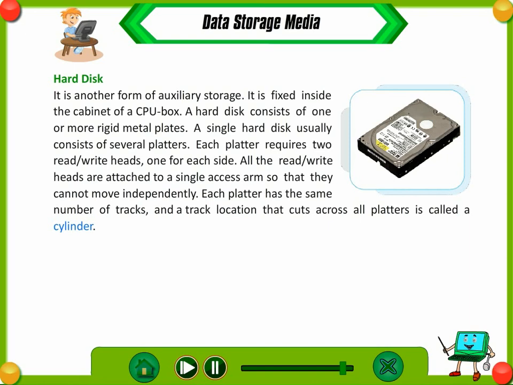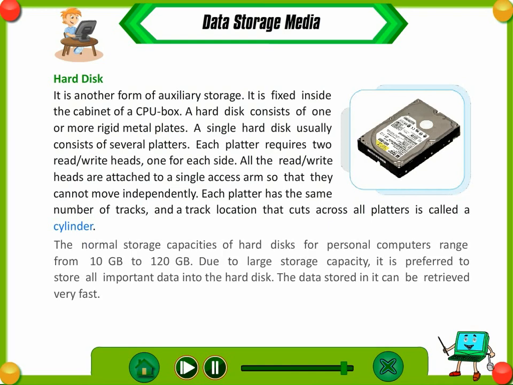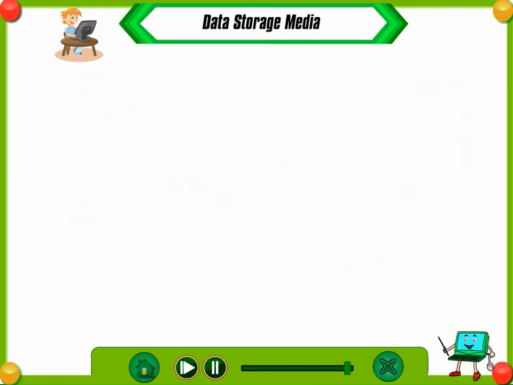Each platter has the same number of tracks, and a track location that cuts across all platters is called a cylinder. The normal storage capacities of hard disk for personal computers range from 10 GB to 120 GB. Due to large storage capacity, it is preferred to store all important data in the hard disk. The data stored in it can be retrieved very fast.